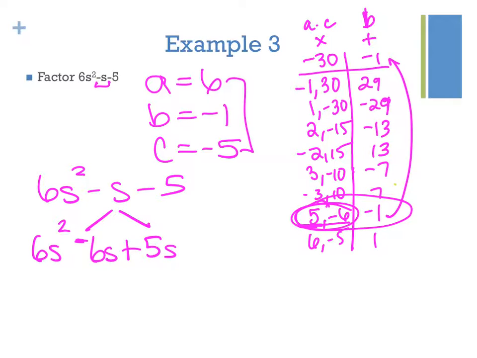A negative 6s plus 5s is negative 1. A positive 5s minus 6s is also a negative 1. So it does not matter the order that you put them in. So you could reverse the order between the negative 6 and the positive 5.